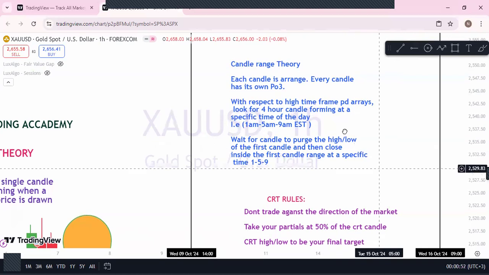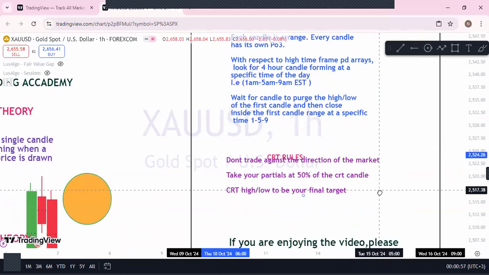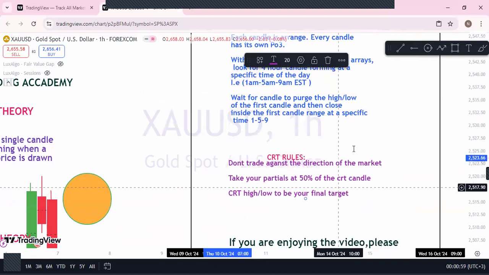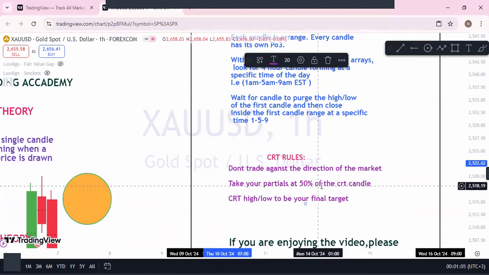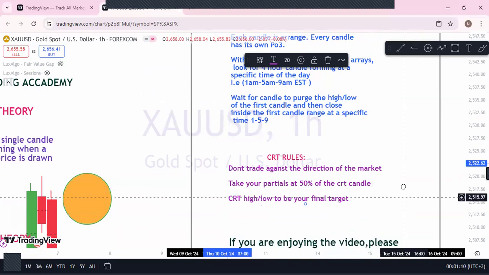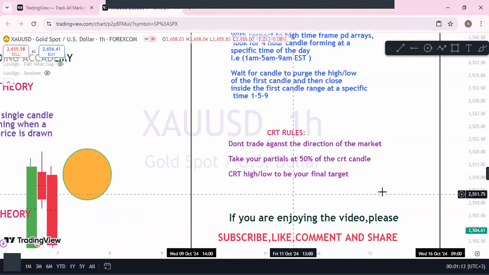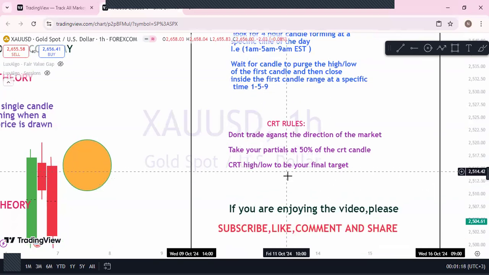These are the rules in the CRT model. Do not trade against the trend of the market. Then take your partials at 50% of the CRT range, and use the CRT high or low as your final target.